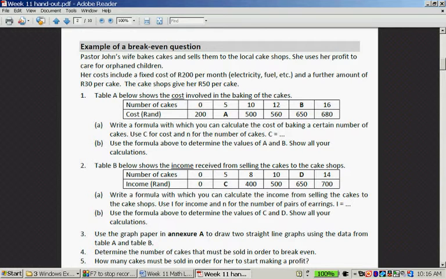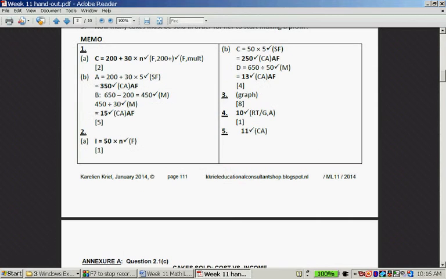Okay, use the formula to determine the values for C and D. 5 times 50 is equal to 250, and 650 divided by 50 is equal to 13 cakes. So 50 times 5 is 250, and 650 divided by 50 is 13.